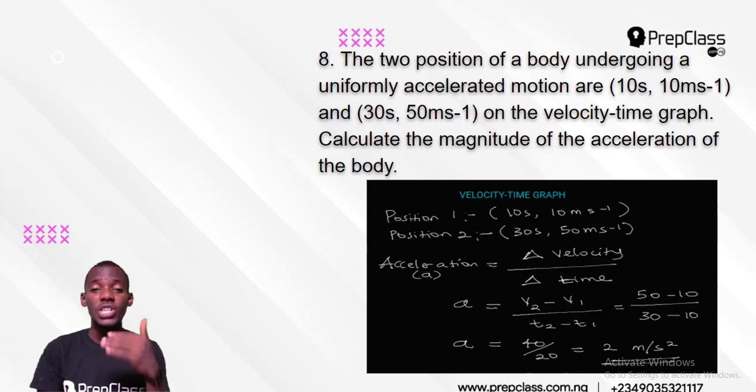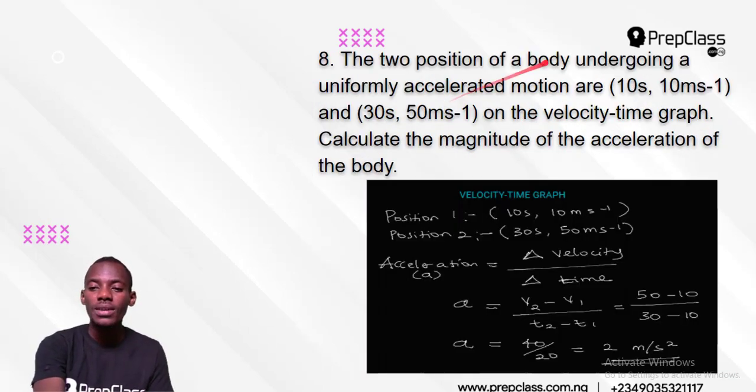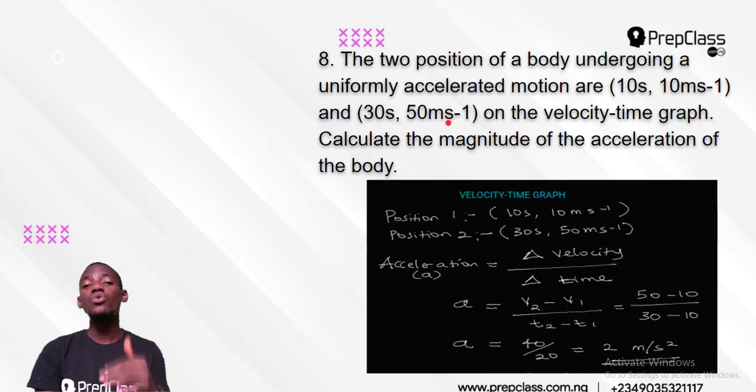And the reason why I put a change is because you were given double of each. That means there are 2 times, 10 seconds and 30 seconds, and there are 2 velocities, 10 meters per second and 50 meters per second. So whenever you are given 2 times and 2 velocities, just put a change in the formula: change in velocity over change in time.